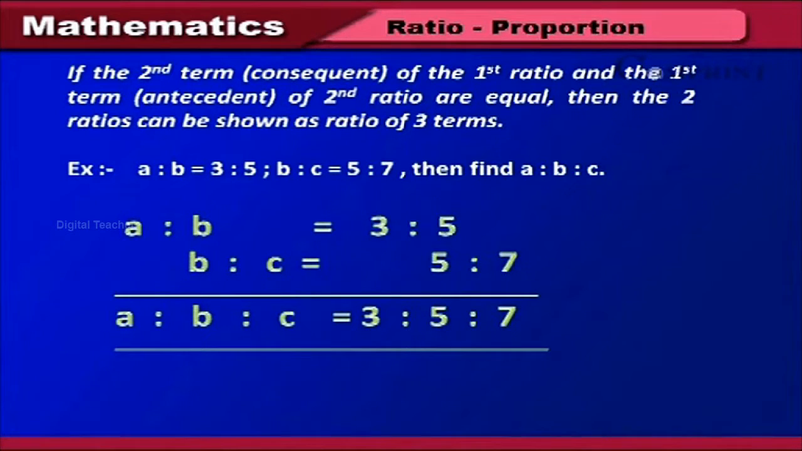For example, A is to B is equal to 3 is to 5. B is to C is equal to 5 is to 7. Then find A is to B is to C. Now write A is to B is equal to 3 is to 5. Write the B of B is to C under the B of A is to B equal to, write the 5 of the 5 is to 7 under the 5 of the 3 is to 5. Now, A is to B is to C is equal to 3 is to 5 is to 7.